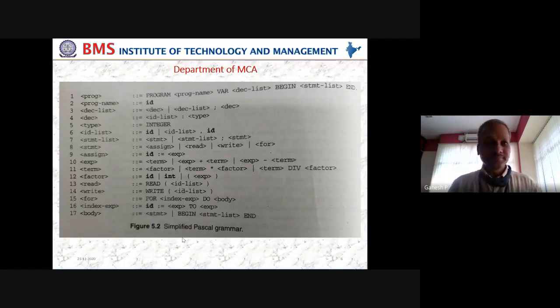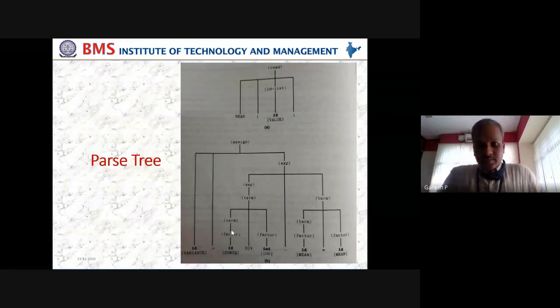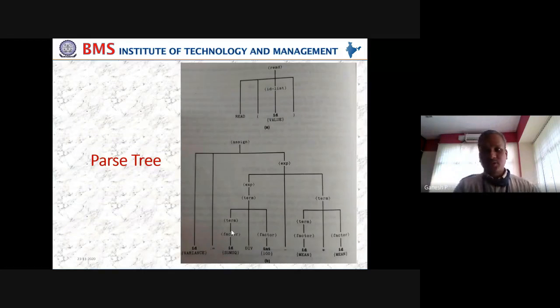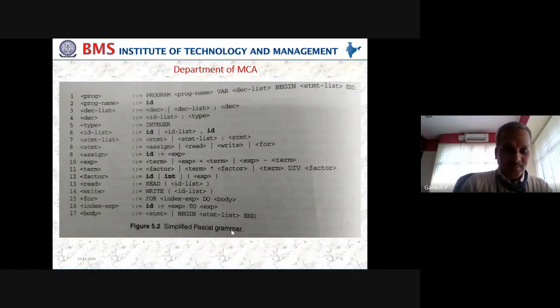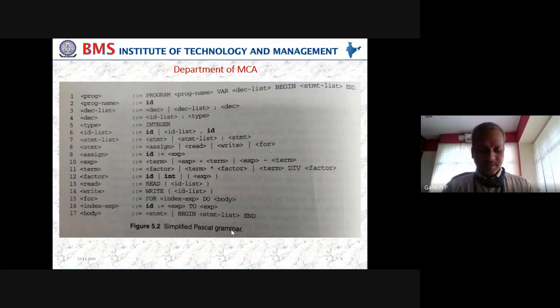Is it copied? Yes, sir. Okay. So this is how the parse tree looks. For the above grammar, we have written the parse tree for line number 13. Look at line number 13, the read statement. So this is a Pascal grammar.